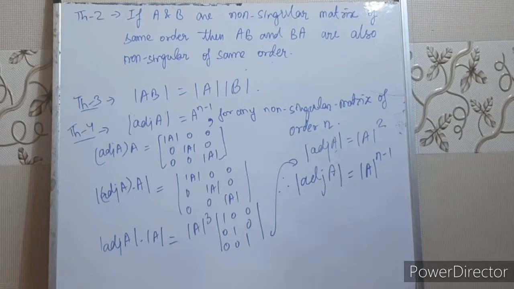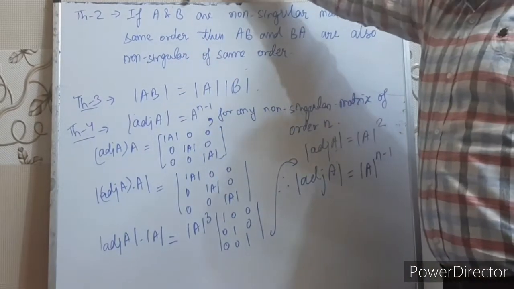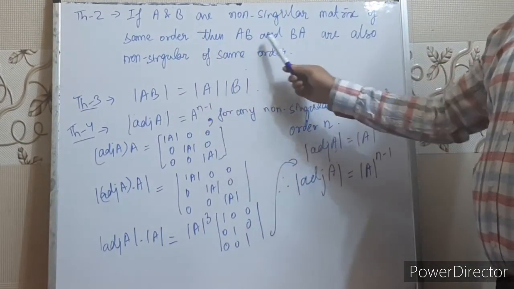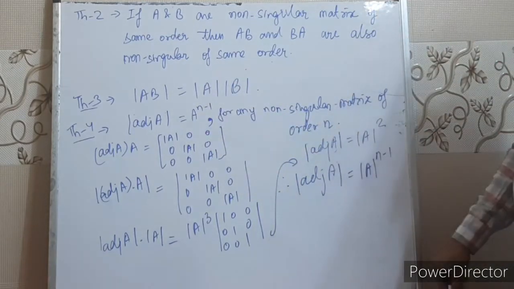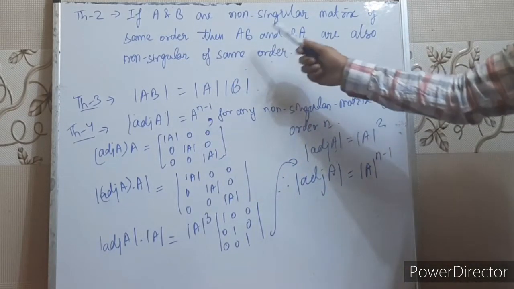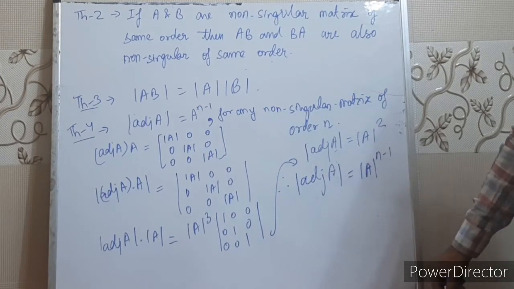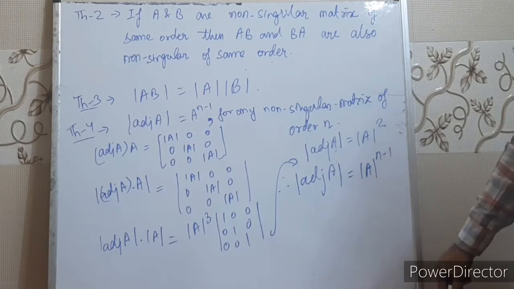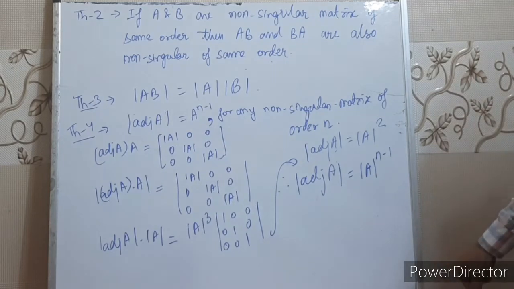Now a few more theorems, children. Theorem 2 says if A and B are non-singular matrices of the same order, then AB and BA are also non-singular matrices of the same order. That means the determinants of AB and BA will not be 0 if neither A nor B is a singular matrix.